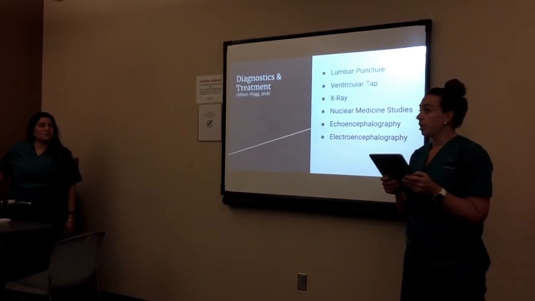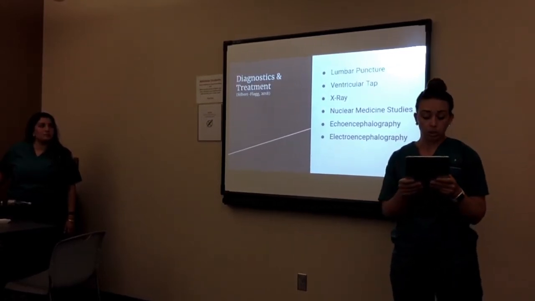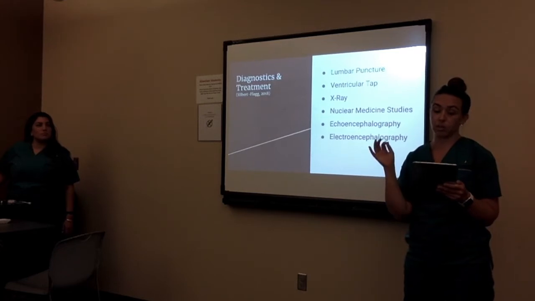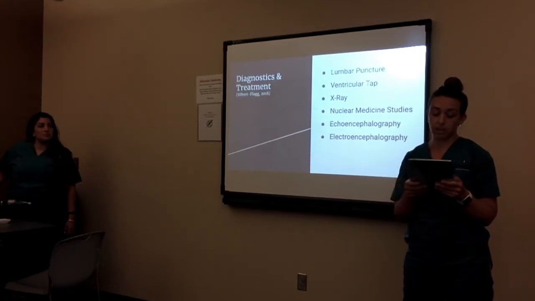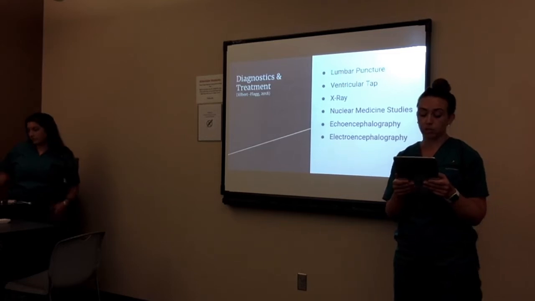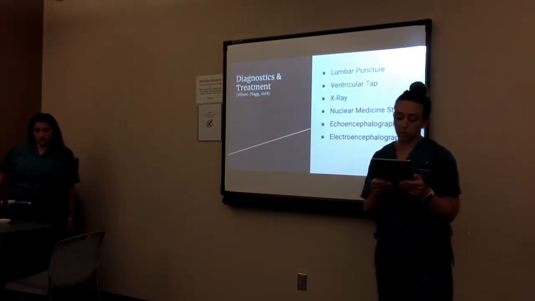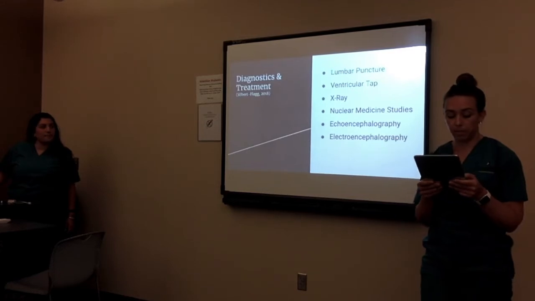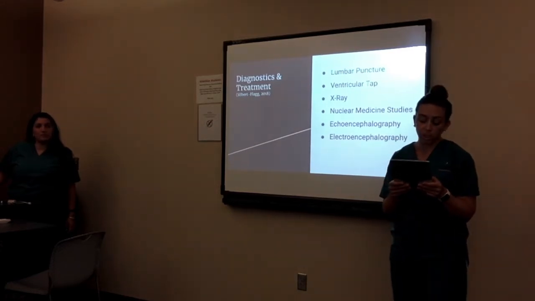The first one on here is the lumbar puncture. You're using a needle that goes into the subarachnoid space at L4 and L5. This is one of the most invasive procedures. It is used to diagnose hemorrhage or infection in the central nervous system and to diagnose obstruction of flow of the CSF. The next one is a ventricular tap.